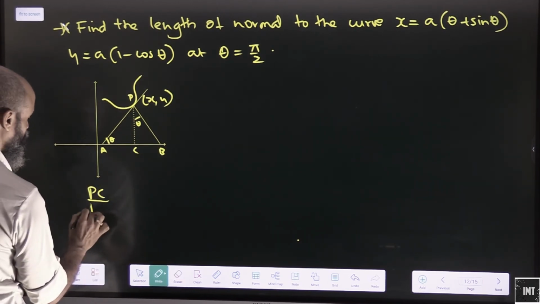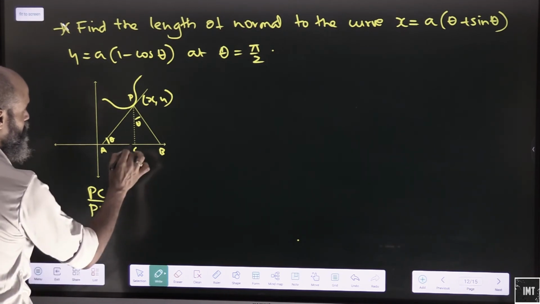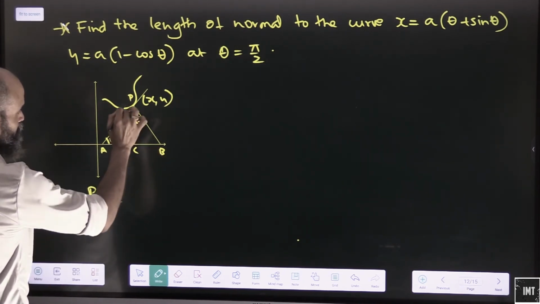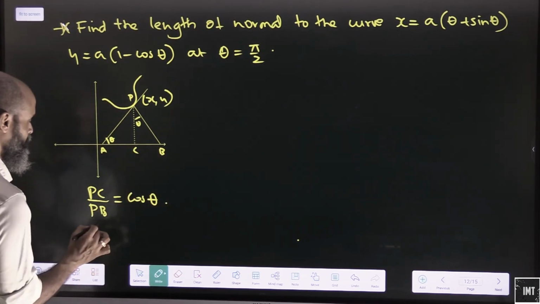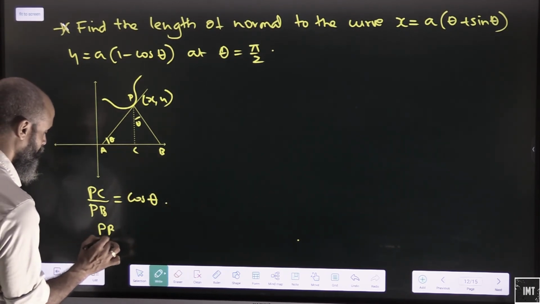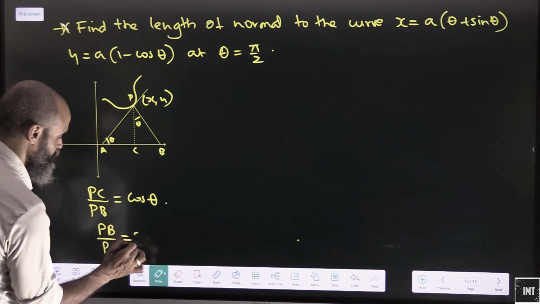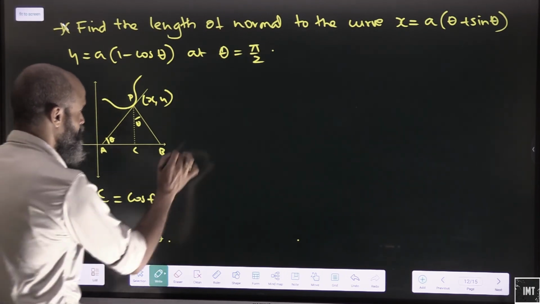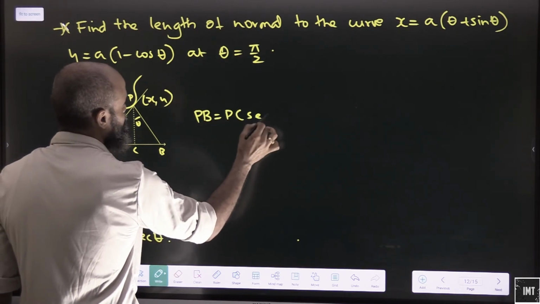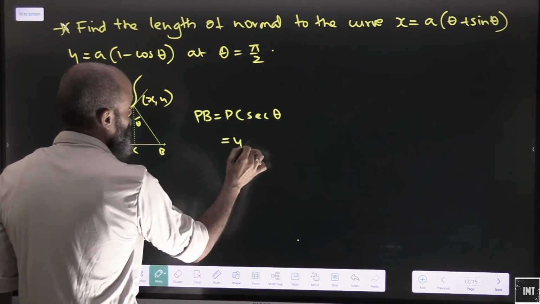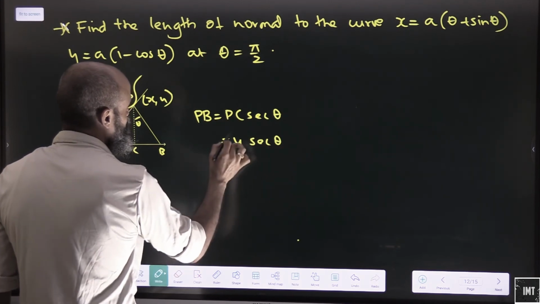PC is perpendicular upon hypotenuse, which is base upon hypotenuse is equal to cos of theta. So here we have PB upon PC is equal to sec of theta. So PB is equal to PC sec theta. PC is y, and this is sec theta.